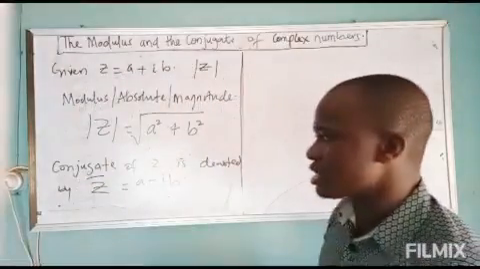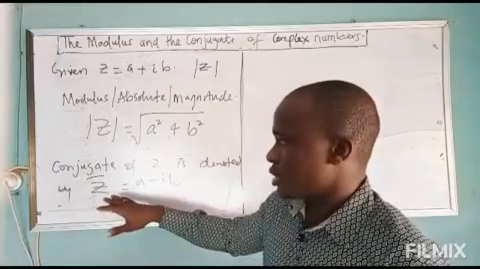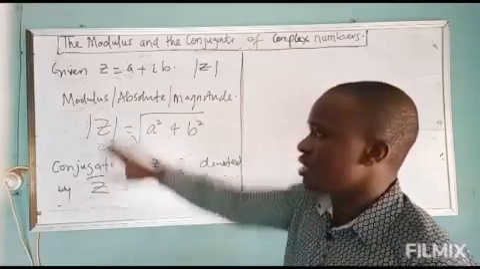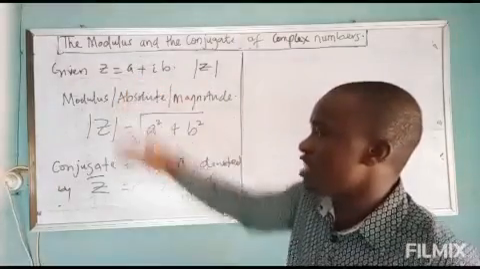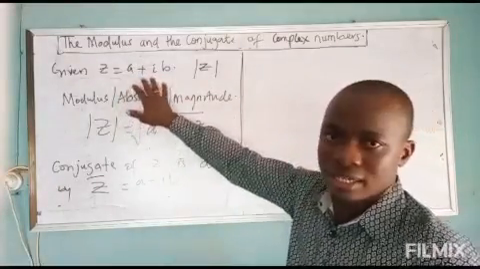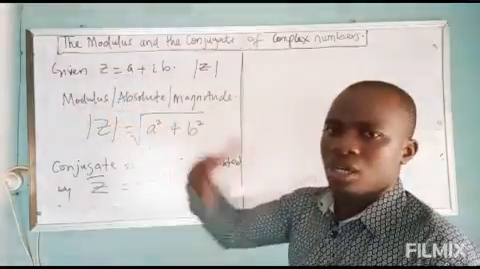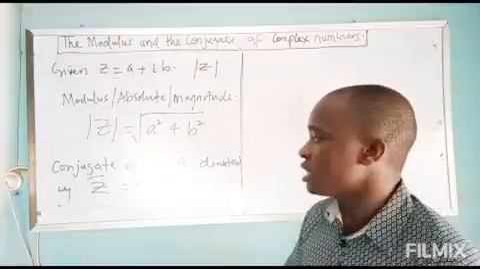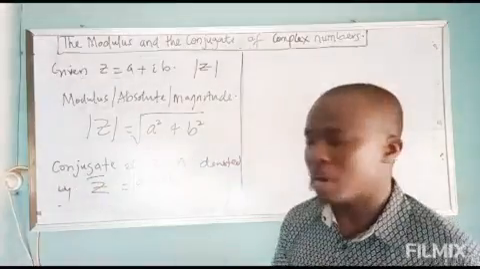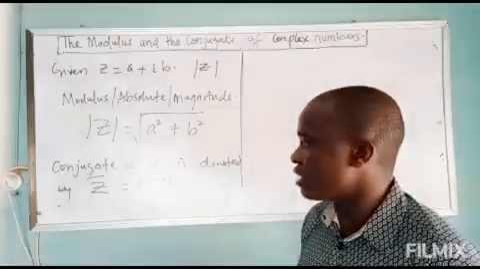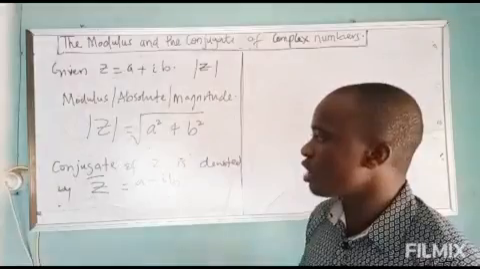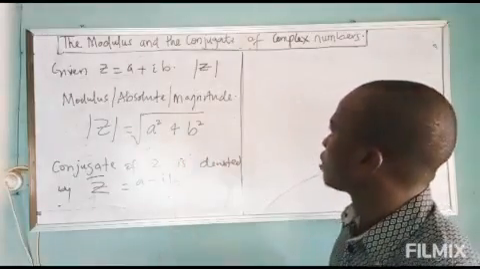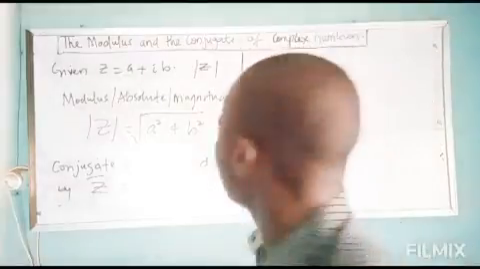At the same time, another thing we need to know concerning the conjugate of a complex number: if you are given any complex number z and you multiply z by its conjugate, you have a real number, an exact value, so it will no longer be complex. That's what I'm trying to say. Now let me give you one example to do.